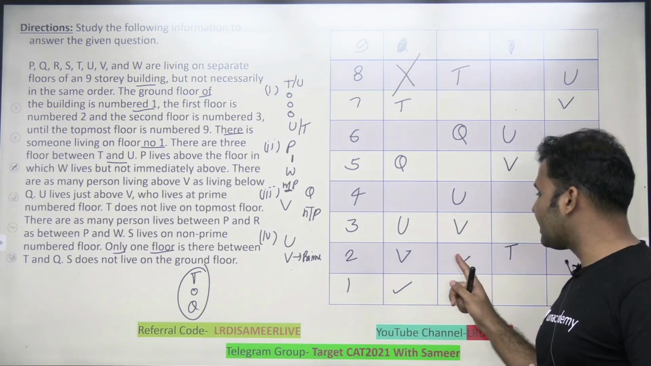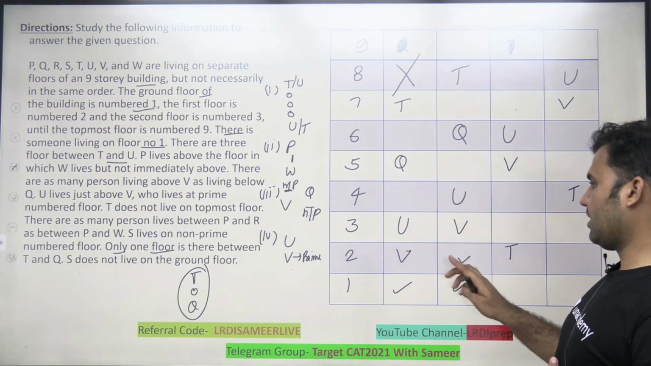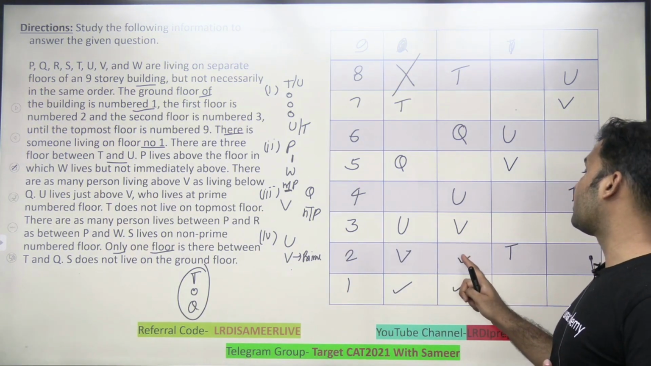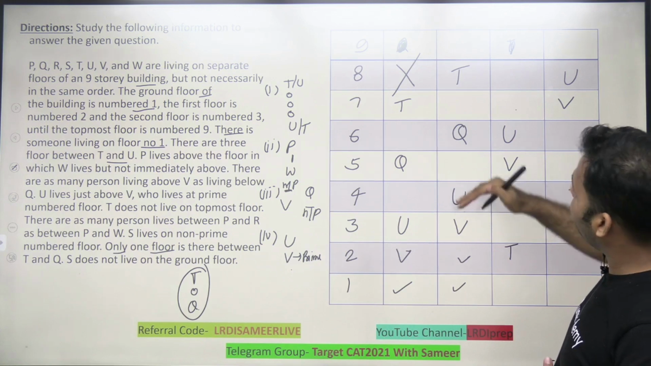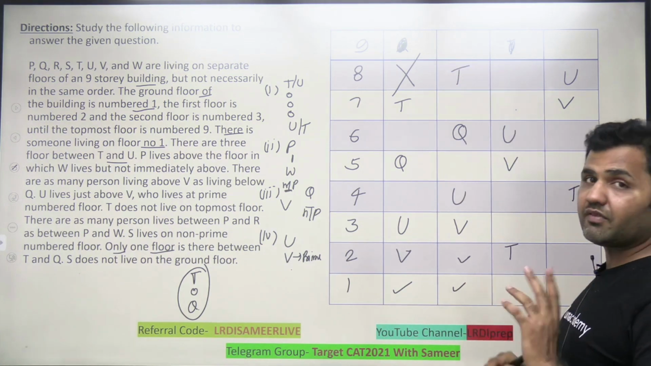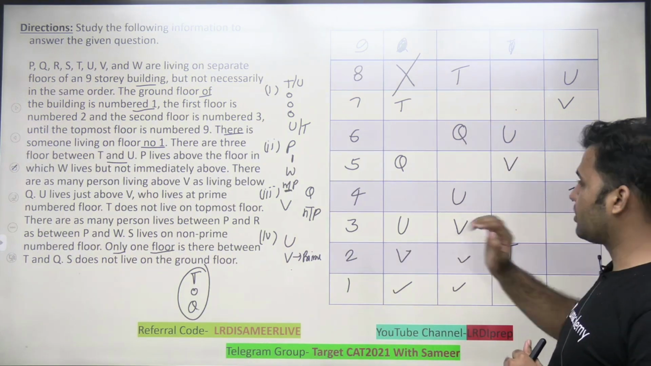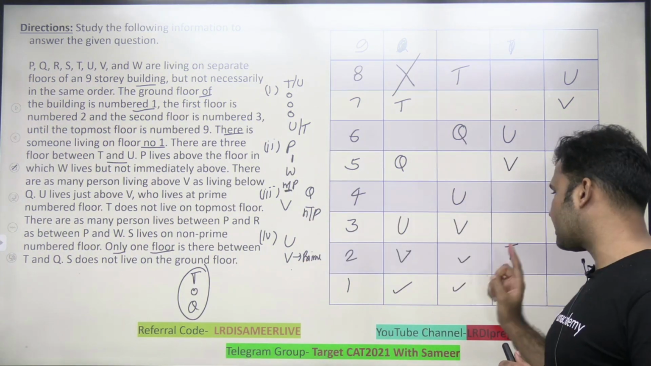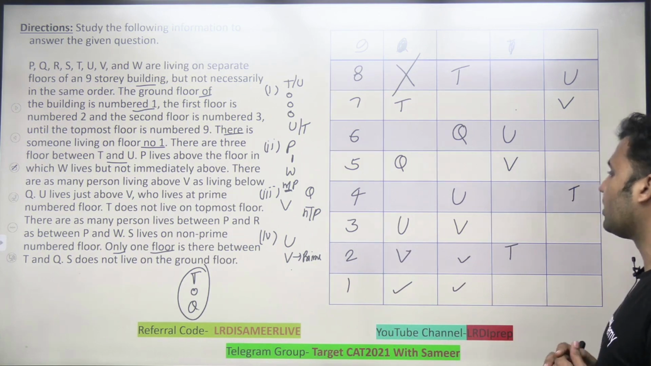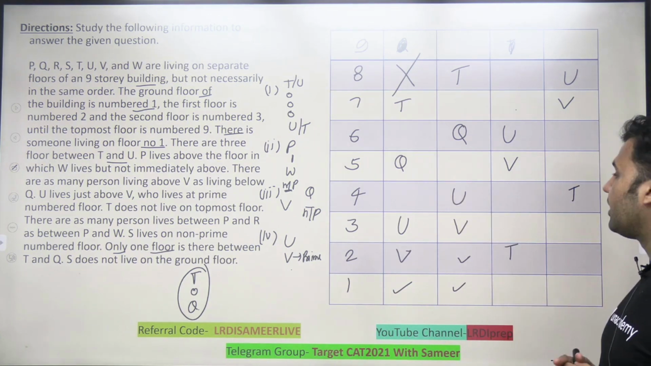If nobody is living on floor number 2, then the number of people above V will be 6 and below Q will be 5, or below Q would be 4, so that condition will get disturbed. So there has to be somebody living on floor number 2 if this case has to be followed.